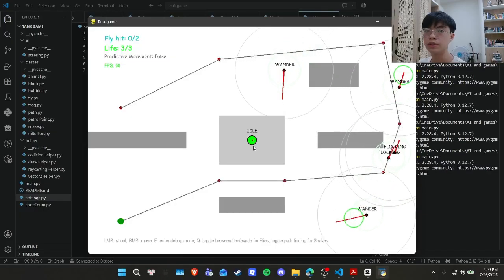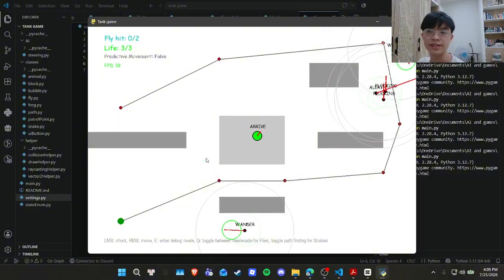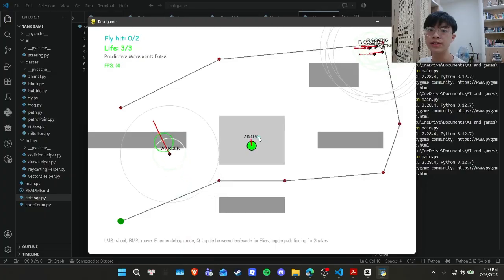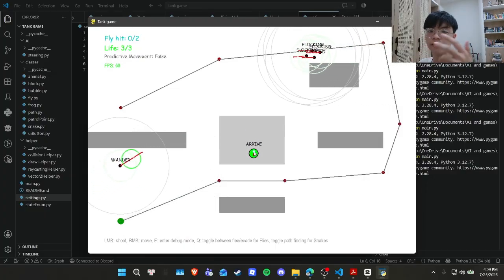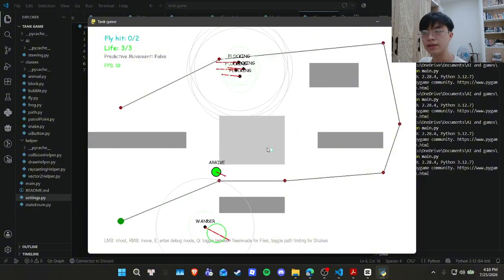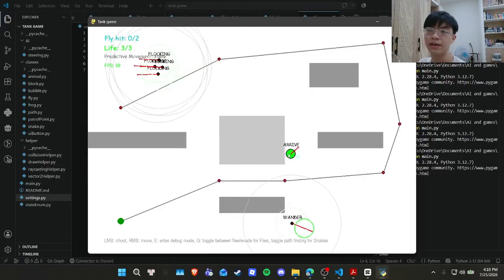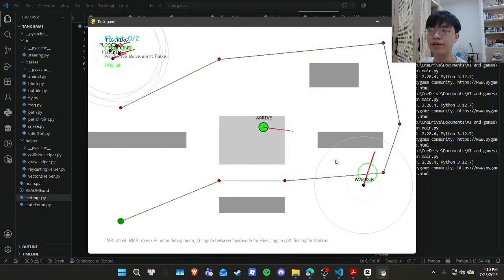Now let's get to part 2, the finite state machine. Let's look at the fly's finite state machine. The fly will have 5 states. The first state is wander, and then flocking, alert, fleeing, and evade. When there are no nearby flies, the fly will be in the wander state. And if there are nearby flies, they will be in the flocking state.